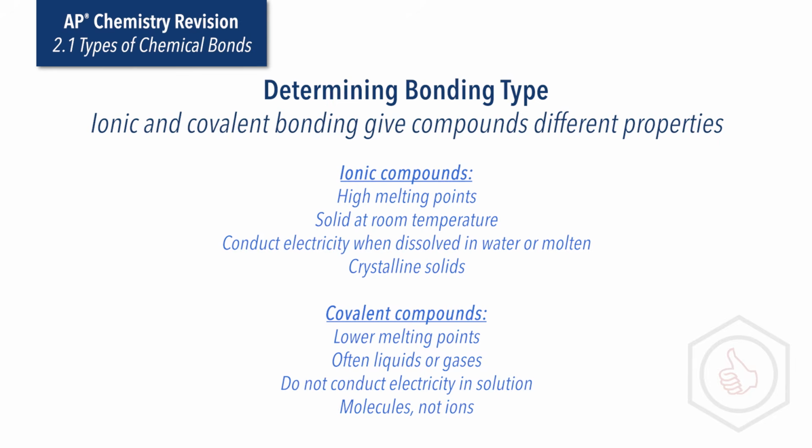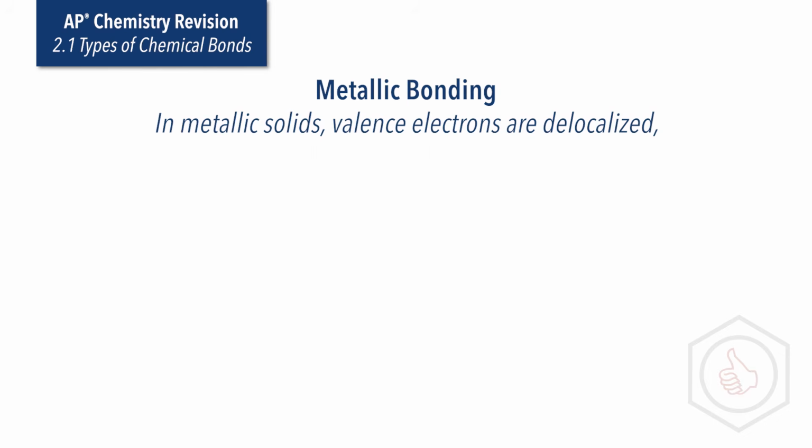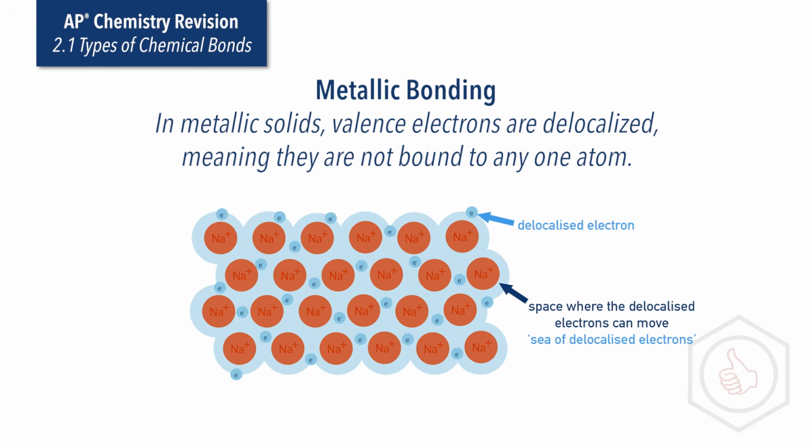Finally, we have metallic bonding. In metallic solids, valence electrons are delocalized, meaning they aren't bound to any one atom. This means we can imagine we have positively charged metal ions surrounded by a sea of delocalized electrons. There is strong attraction between the positively charged ions and the delocalized electrons, and this pulls them all closer together. Because the valence electrons are delocalized, the electrons are able to move freely through the structure. This helps explain some key properties of metals, such as their electrical and thermal conductivity, and their malleability and ductility.